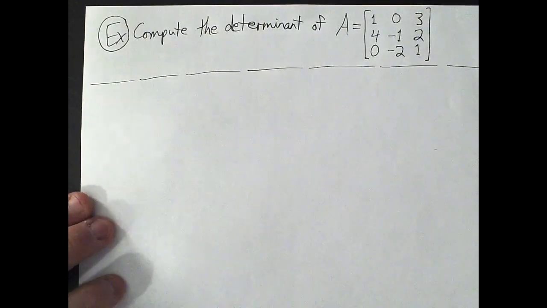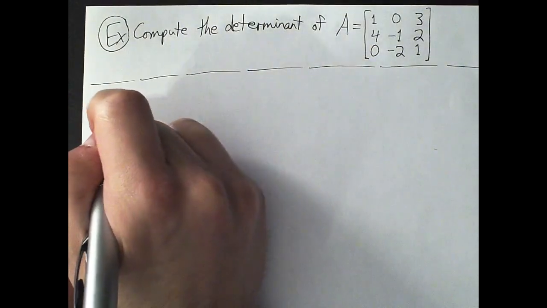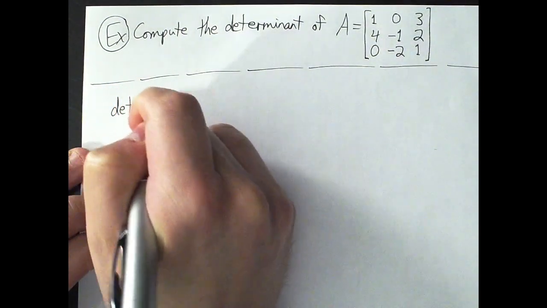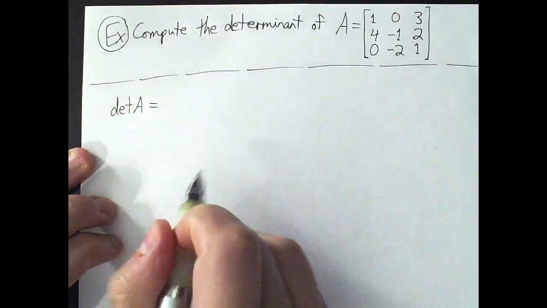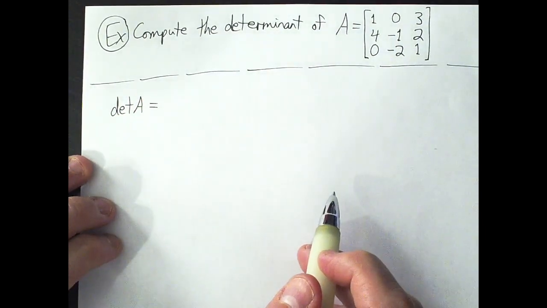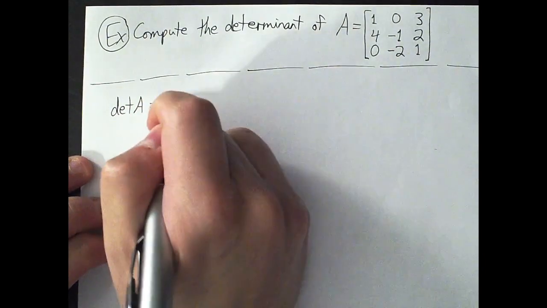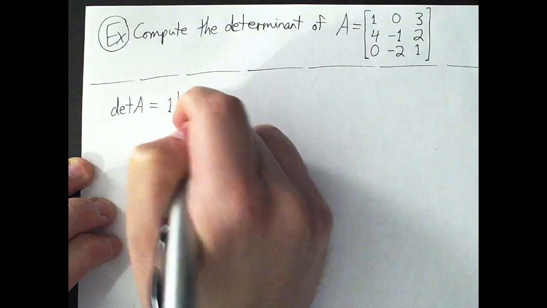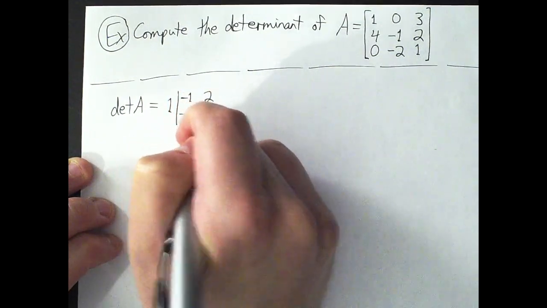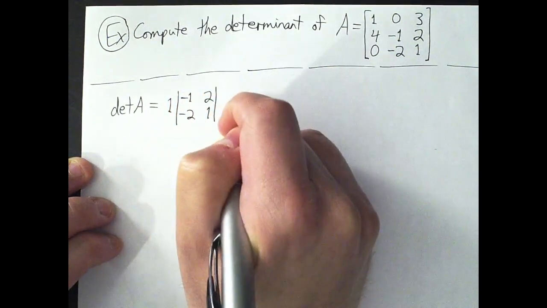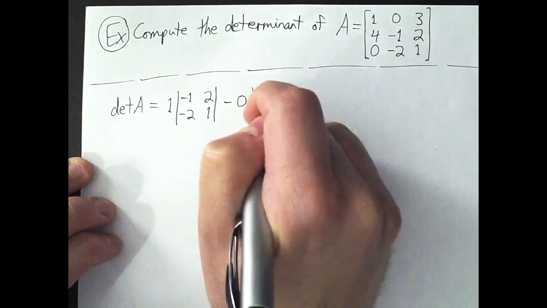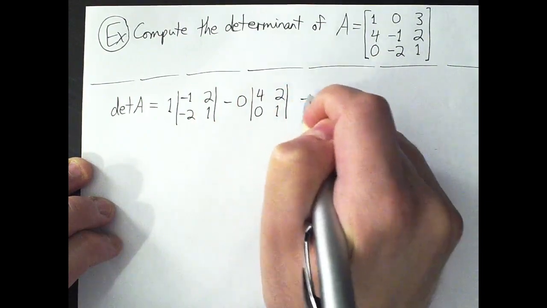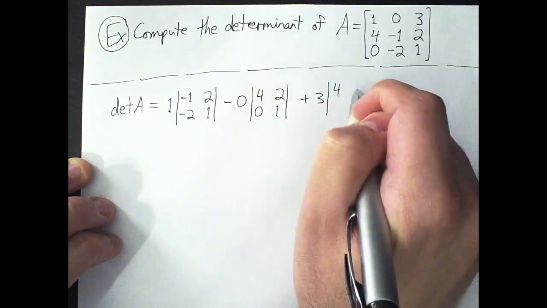All right, let's do this like we did last time. Maybe, as we do more of these, I'm going to be writing less and less each time. So I'm going to use the straight vertical bars notation this time. I think that's a little bit more compact. So we get 1 times the determinant of this submatrix minus 0 times the determinant of this submatrix plus 3 times the determinant of this submatrix.